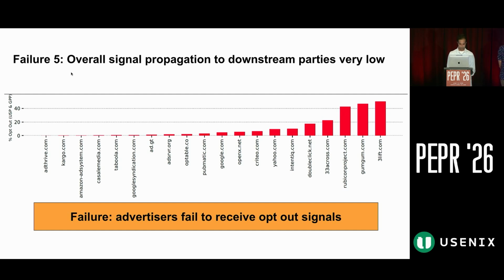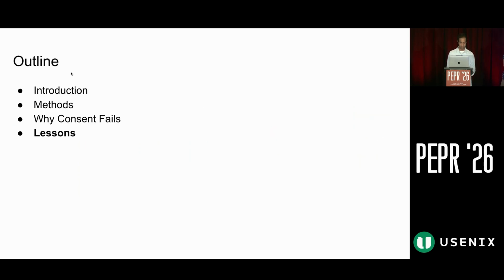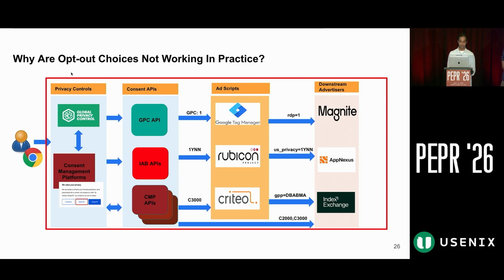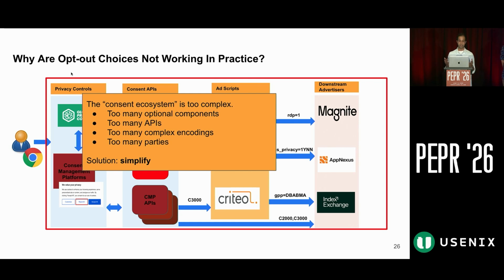So coming back now, we've discussed some of the failure modes, and the lessons are very brief. Firstly, we believe and we argue this whole consent ecosystem on the web is quite complex. There are so many optional parts. There are so many optional standards and consent APIs. Even in the way the consent is stored, it's sometimes very complicated. You have seen the GPP standard introduced by the advertising companies, and there are too many parties. So the first thing I argue is to try to simplify it.